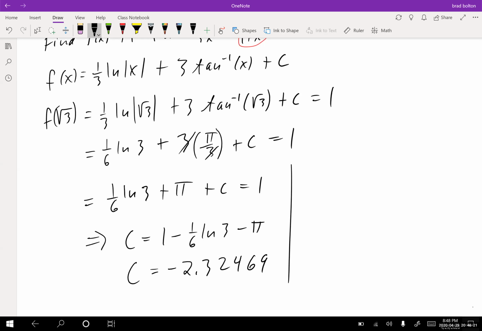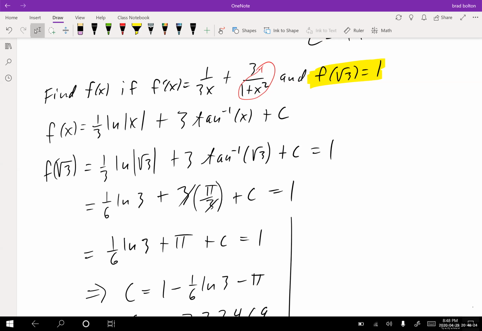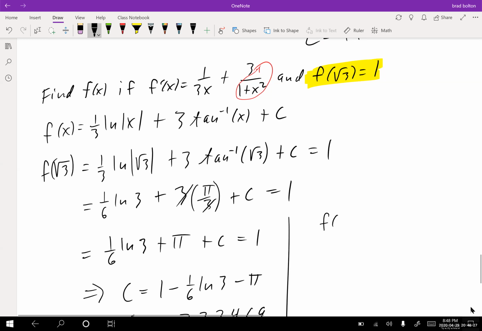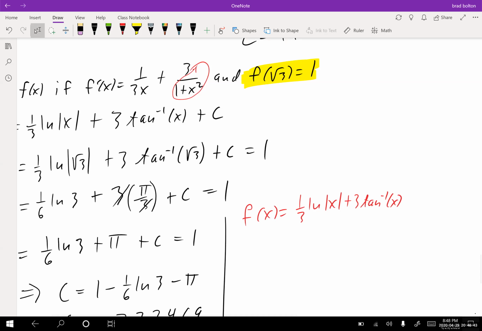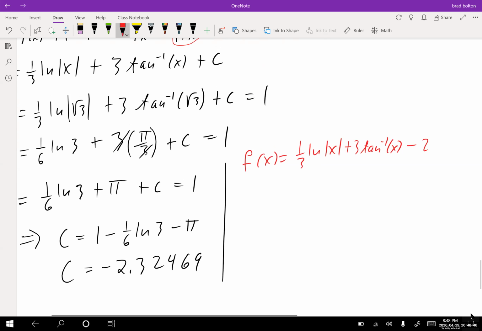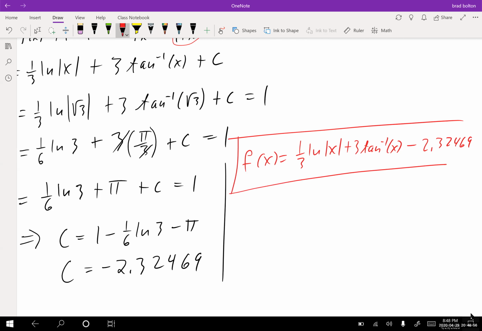So now we can come over here, and again, this is kind of an approximation, but this is pretty good. We can say that f of x equals, you know what, I'll write it in red. F of x equals 1/3 ln of the absolute value of x plus 3 tan inverse of x plus c. But c is negative 2.32469. And, you know, just imagine I asked you to round off to 4 decimal places or something like that for your c, or 5 decimal places, okay? So this would be our new f of x we discovered, okay, from taking antiderivatives.